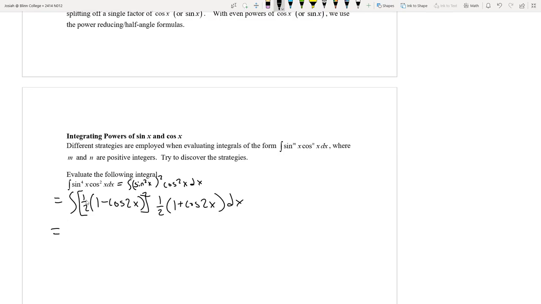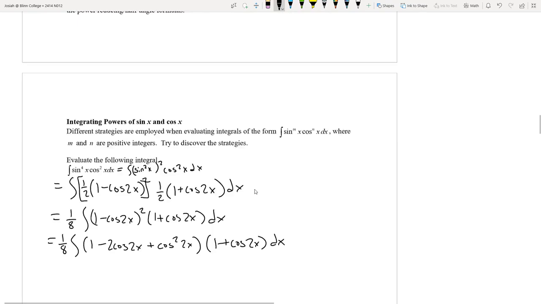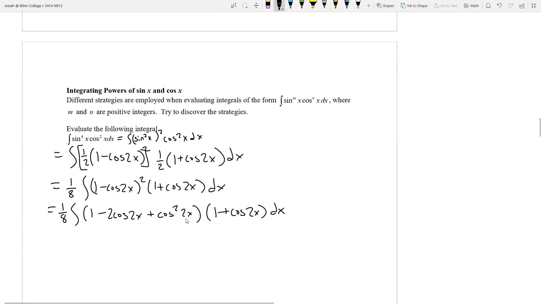So we've got 1/2, we'll square it, that's 1/4 times 1/2, that's 1/8. Integral of 1 minus cosine of 2x squared times 1 plus cosine of 2x. And so we are going to have to multiply all this out. All right, so we'll start with that squared binomial there. So 1 minus 2 cosine of 2x plus cosine squared of 2x. And then 1 plus cosine of 2x dx. So we'll have to multiply these out as well.